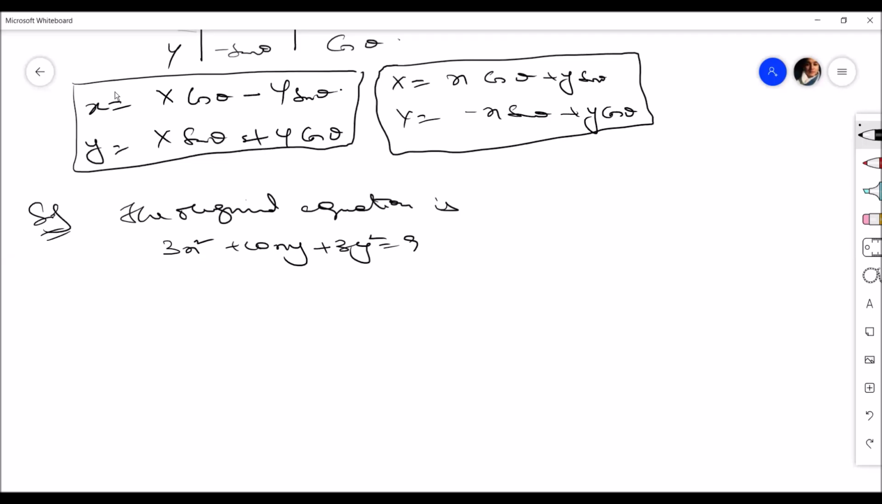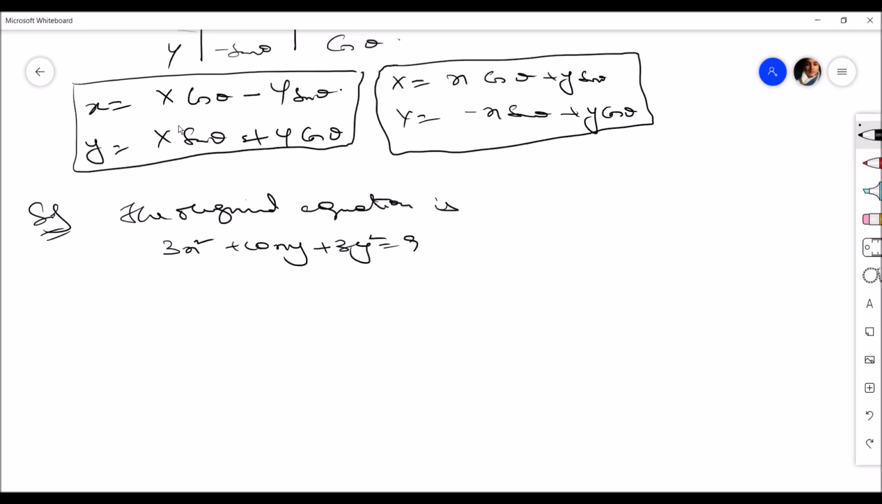If this is the first set and this is the second set, can you tell me which set of formulae we should be using to solve this problem? Should we use the first set or the second set? All of you. Yes, I should be using the first set to solve the problem, because clearly I need to bring in capital X and capital Y, and I already have small x and small y.